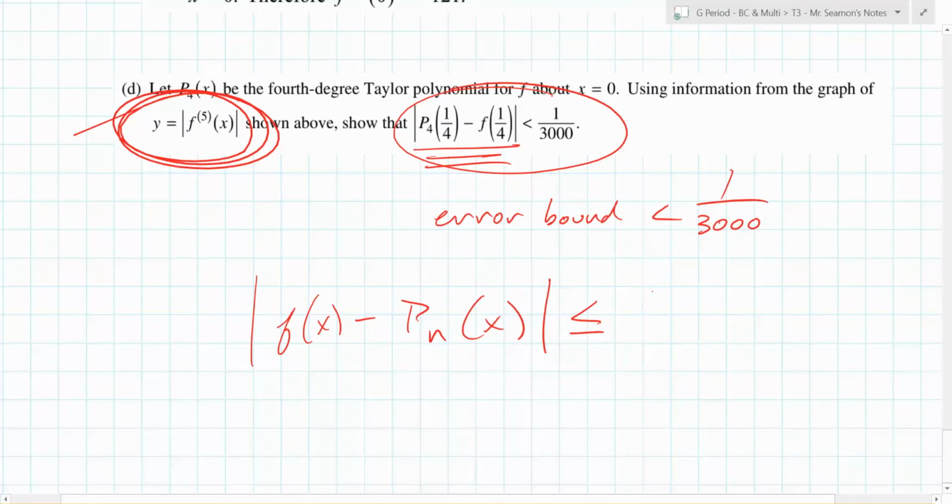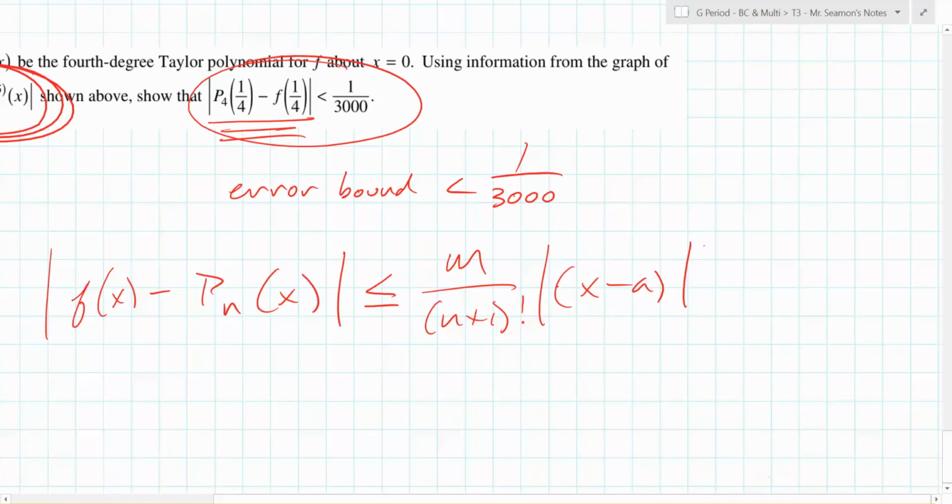Less than or equal to m over n plus 1 factorial times absolute value of x minus a to the n plus 1. But then what is m? It's capital M, right? And then you have to remember what m is, right? It's greater than or equal to the absolute value of f to the n plus 1 at x, right?